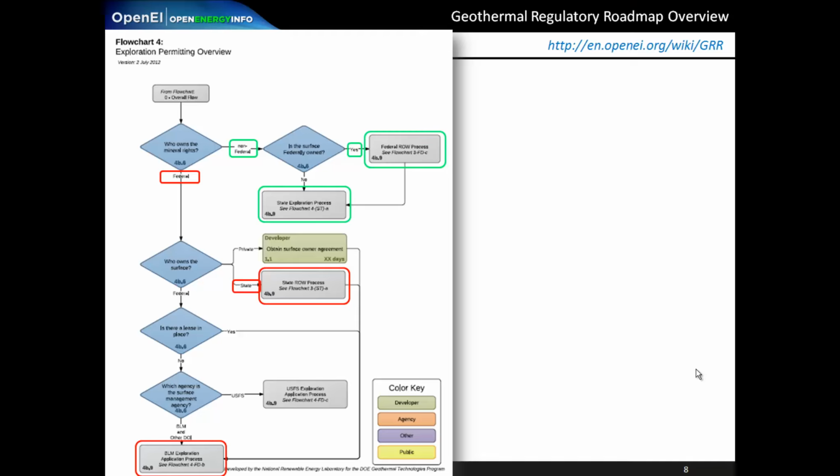Note that at the completion of each flowchart, the user must return to the flowchart from which they came. For example, after completing the state right-of-way process flowchart, the user should return to this flowchart number 4 to continue where they left off, taking them to the next BLM exploration application process flowchart. Similarly, at the end of this exploration flowchart, the user should proceed back to the flowchart from which they came, in this case the overview flowchart shown in the previous slide.